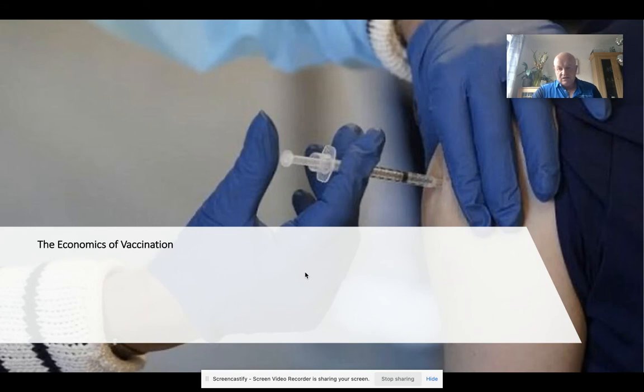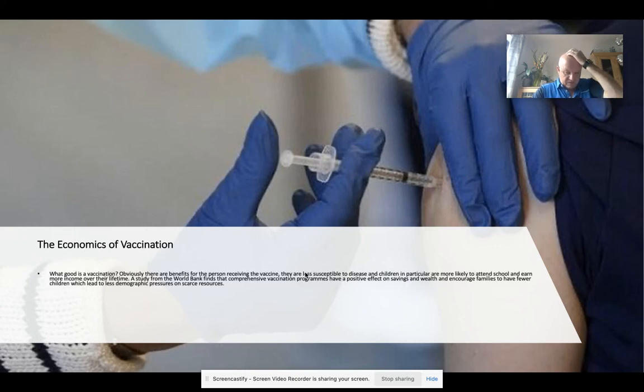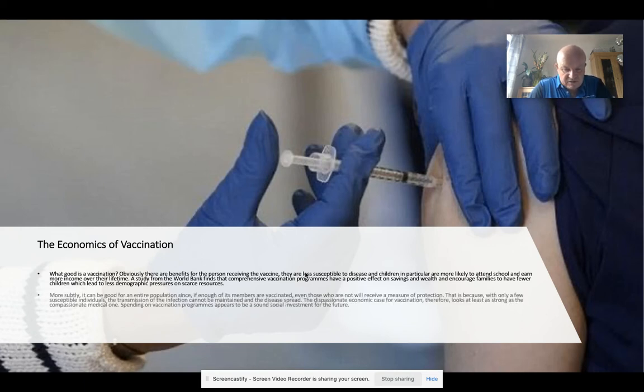Okay, so the economics of vaccination is the next thing we're going to take a look at, and you'll see that in this scenario, it's rather small, unfortunately. I didn't realise it was going to produce at such a small level. But there is some information there that I'd like you to take a look at.